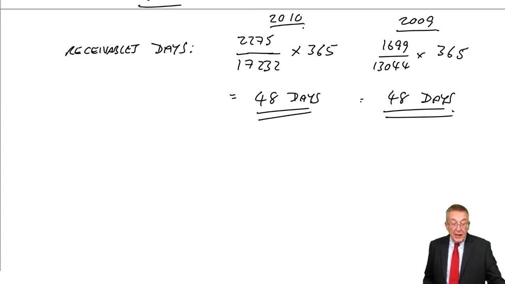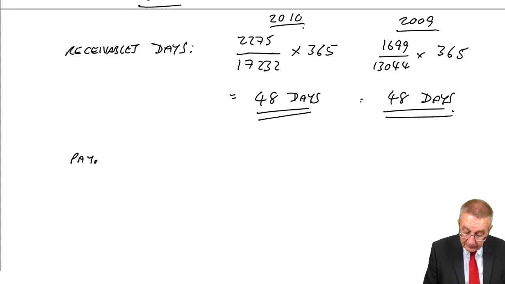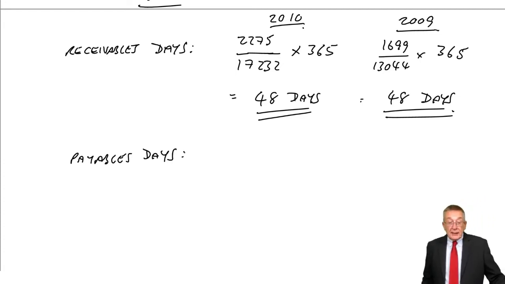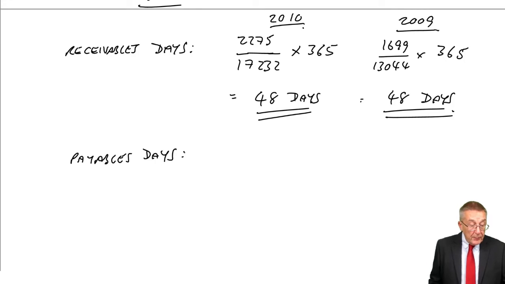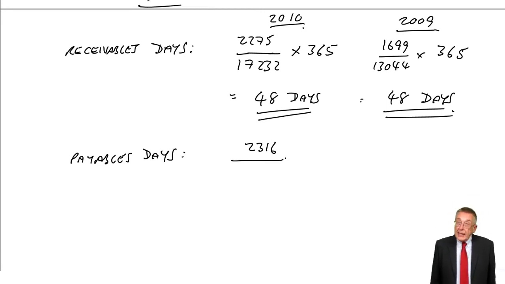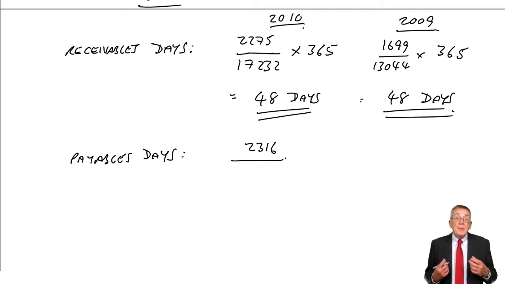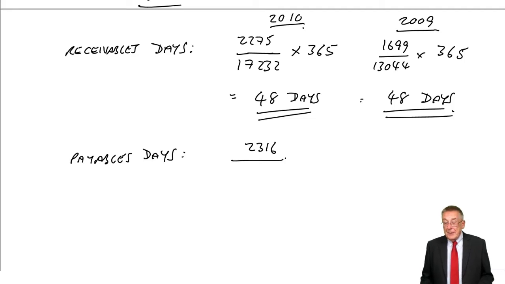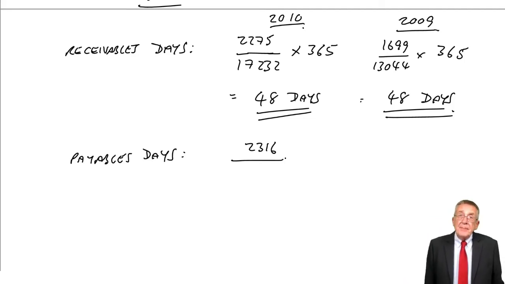Well, in exactly the same sort of way, for the same sort of reason, let's look at the average payment period, or payables days. And exactly the same sort of logic: for payables days, the payables in 2010 are 2316. Now again, see what information's available. We should divide by the purchases on credit. Usually you don't have that information, which means you must divide by purchases and assume they're all on credit.